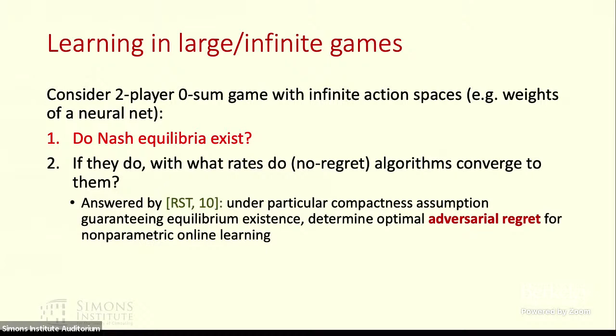Second, if Nash equilibria do exist, then at what rates can we get convergence to them? We'll in particular consider no-regret algorithms. Now, this question has actually mostly been answered by prior work in the literature. For instance, it was shown by Rakhlin, Sridharan, and Tewari that under a particular compactness assumption, which guarantees the existence of Nash equilibria, you can get an algorithm that achieves essentially optimal rates for non-parametric classes against an adversary. And the work more or less generalizes to hold under any setting in which we can show a min-max theorem.